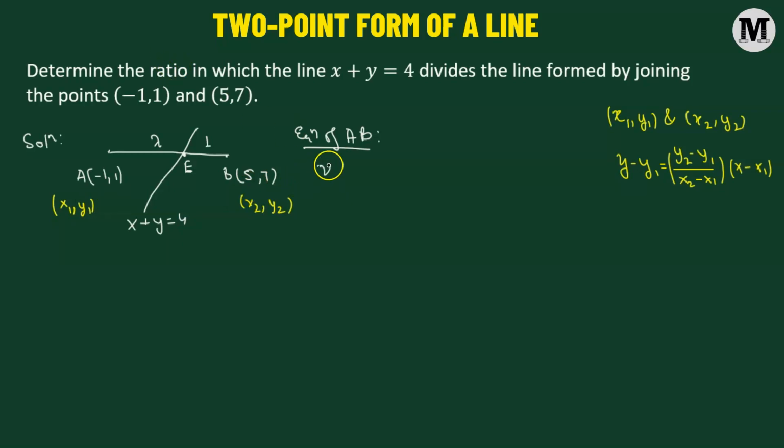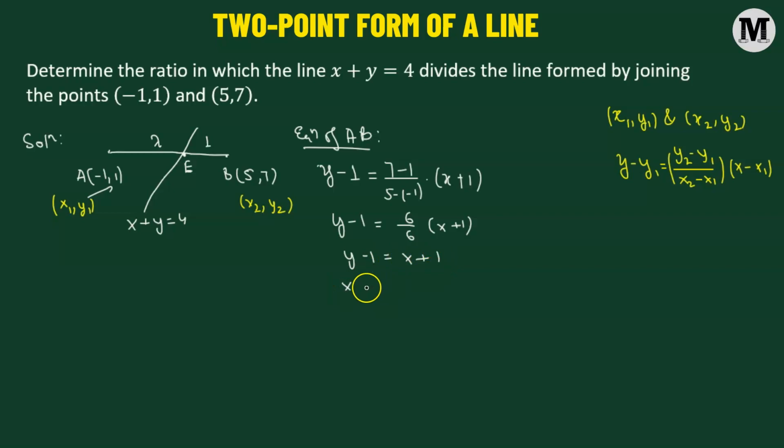So let's begin. Now we need y minus y1. y1 is the y coordinate of point A, so that's 1. Equals, now we need y2 minus y1, which is 7 minus 1, divided by x2 minus x1, so that's 5 minus negative 1. This will be multiplied by x minus x1. x1 is the x coordinate of point A, which is negative 1, so we have x plus 1. Solving this, we get y minus 1 equals 6 divided by 6 times x plus 1, or y minus 1 equals x plus 1. Let's rearrange the terms. We get x minus y equals negative 2. So this is the equation of the line AB.